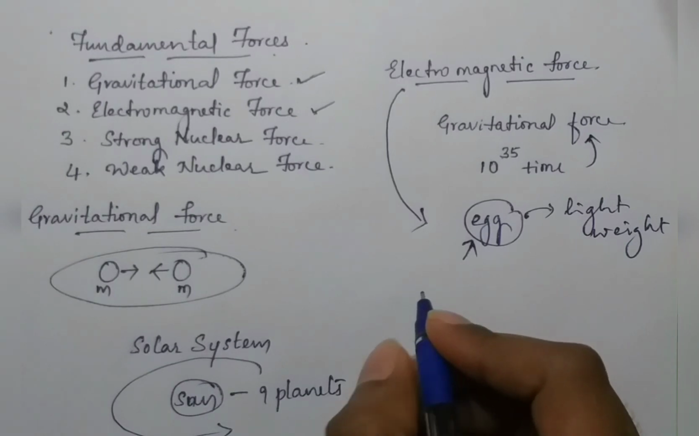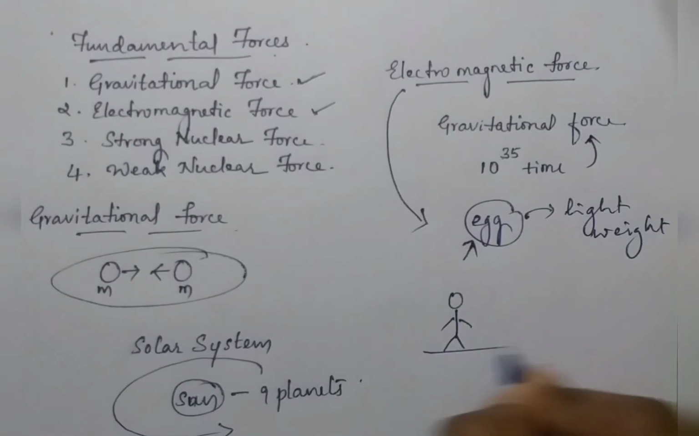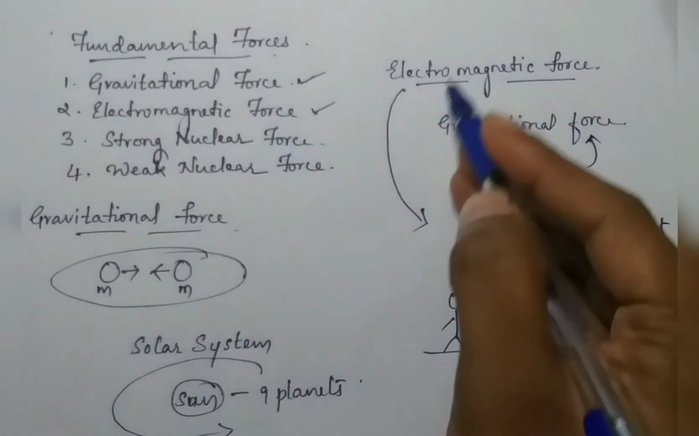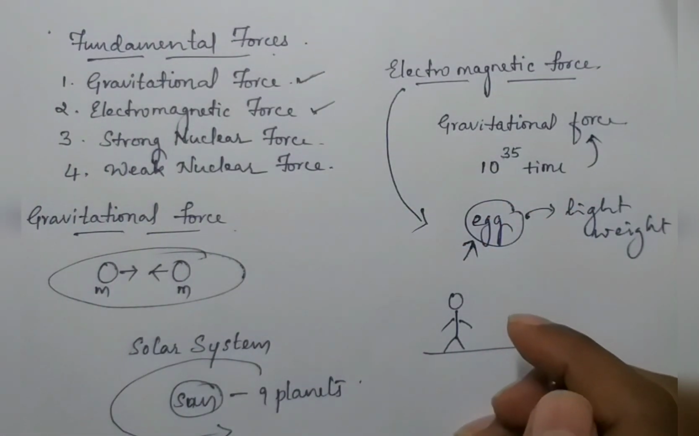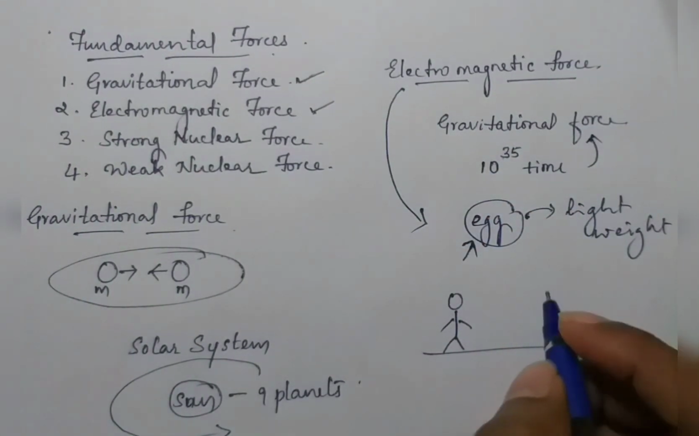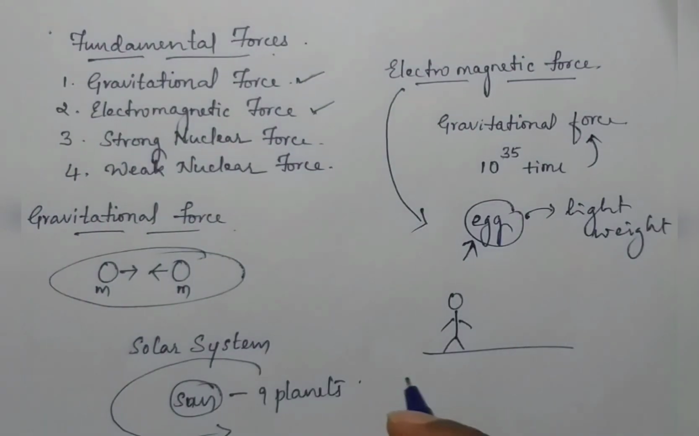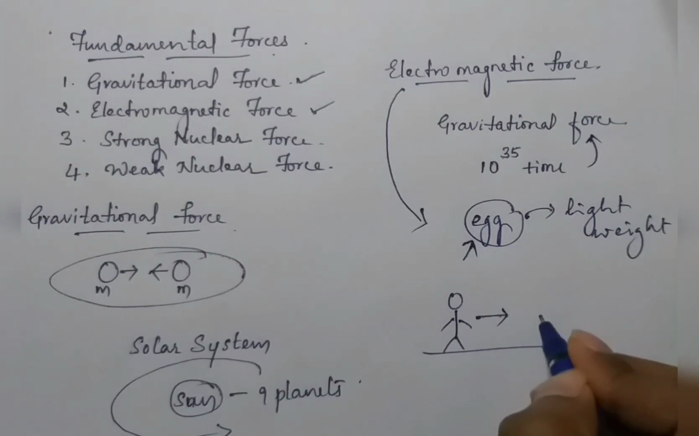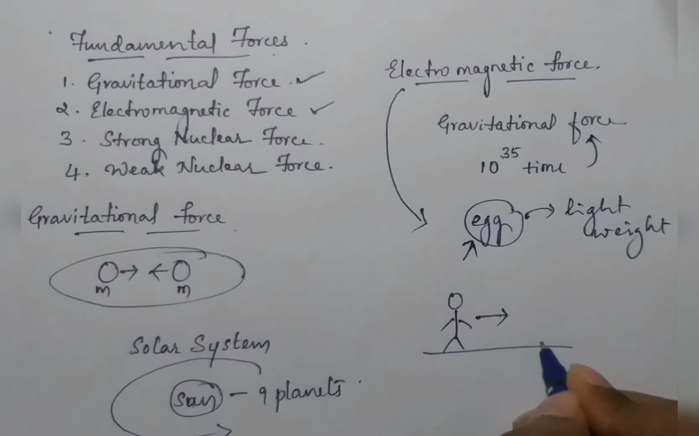Now let's assume something. Suppose you are walking on the road, and then all the electromagnetic force in this world is removed. What will happen when all the electromagnetic force is removed from the world? Now you are going in this direction. If suddenly electromagnetic force is removed, you will be like an omelette.